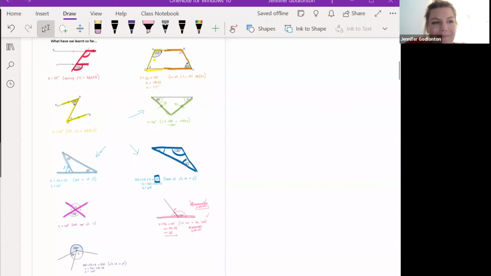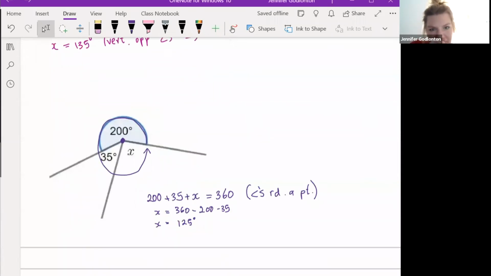Oh, ma'am. Yeah. For the last question, by angles around a point, I need to know, why did we have to minus if we added? So remember, when things jump over the equal sign, their sign changes. So because that was plus 35, when you jumped over, it became minus 35. And that was plus 200. So when you jumped over, it became minus 200.